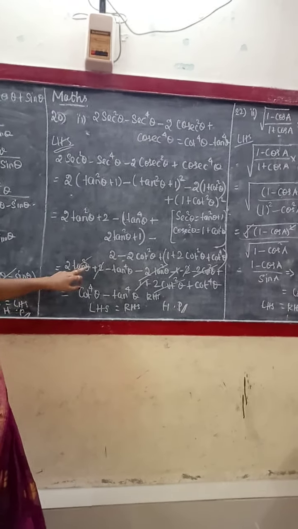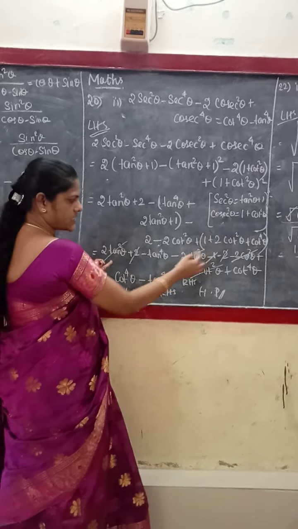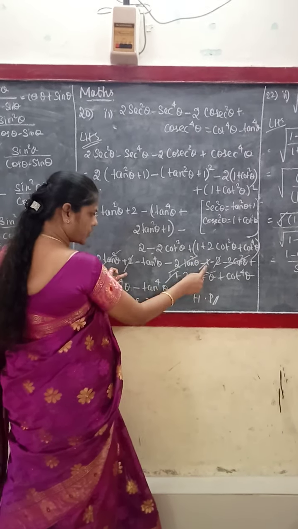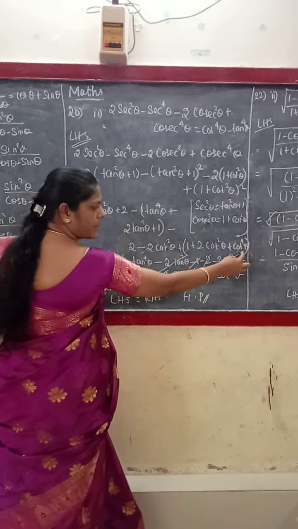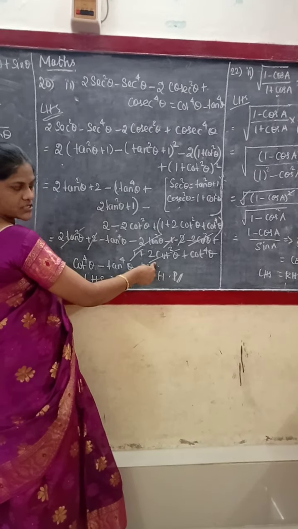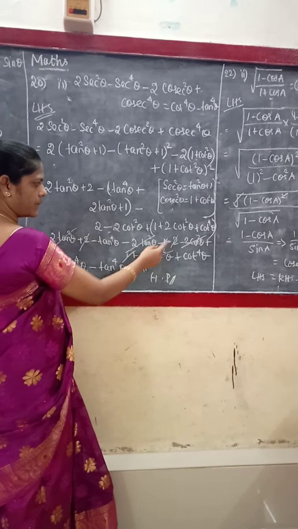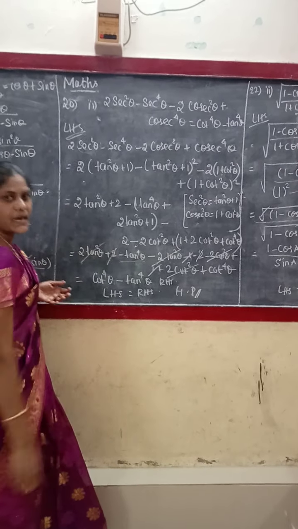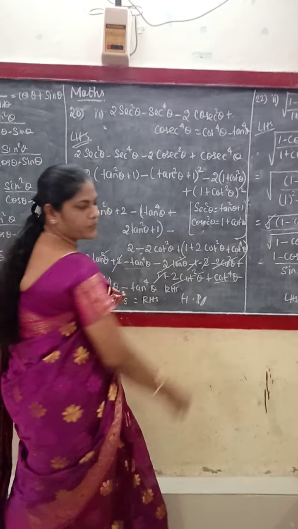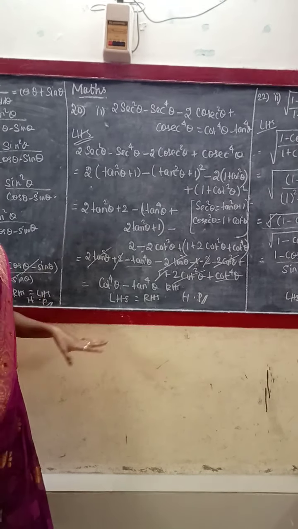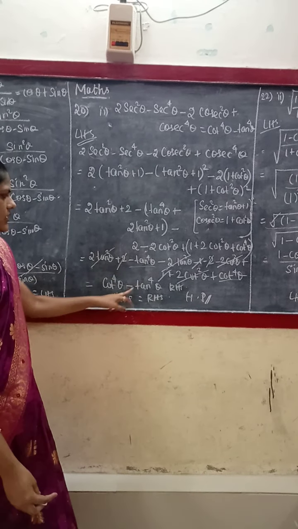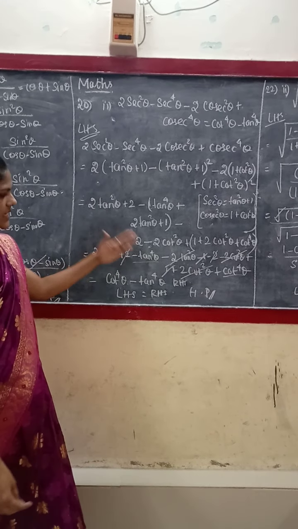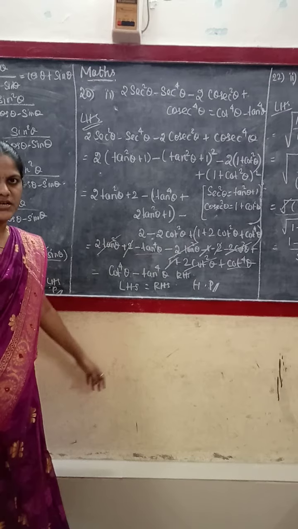Listen, plus 2 tan square theta minus 2 tan square theta cancel. Plus 2 minus 2 cancel. Is it clear? Minus 2 cot square theta plus 2 cot square theta cancel. Same thing, plus 1 minus 1 cancel. What's the remaining thing? Listen, minus tan power 4 theta plus cot power 4 theta is the remaining, everything else is cancelled. So cot power 4 theta minus tan power 4 theta, that is the right hand side. We took the left hand side and proved the right hand side. Is it clear, children?